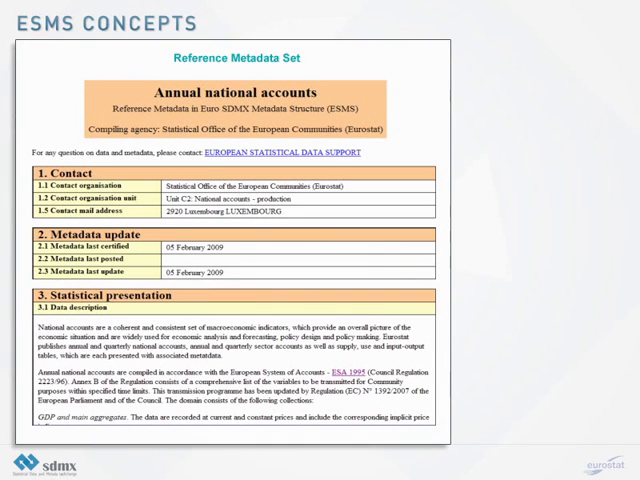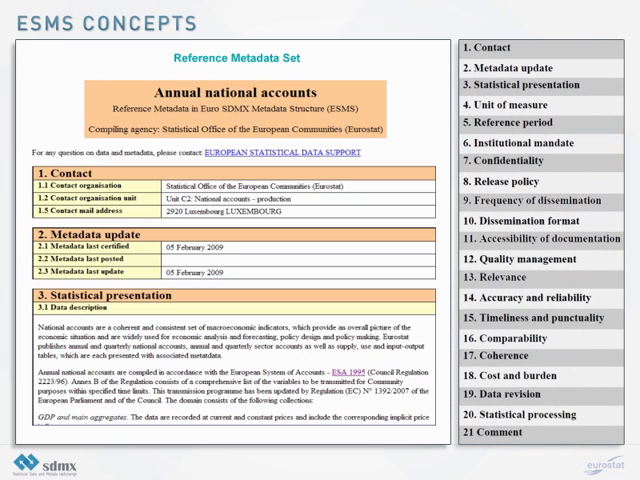To summarize, reference metadata sets are structured according to metadata structure definitions, using a set of main concepts. These main concepts are divided into sub-concepts representing metadata attributes for which values can be reported. In the example, the concept contact organization holds as metadata attribute the value Statistical Office of the European Communities, Eurostat.